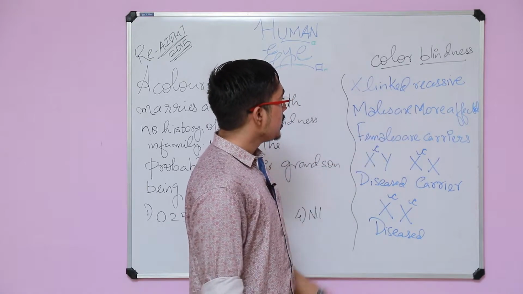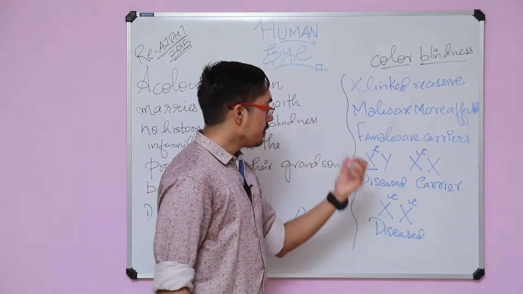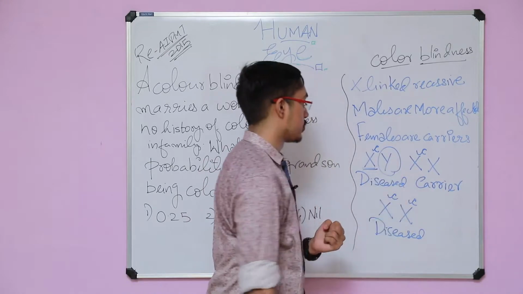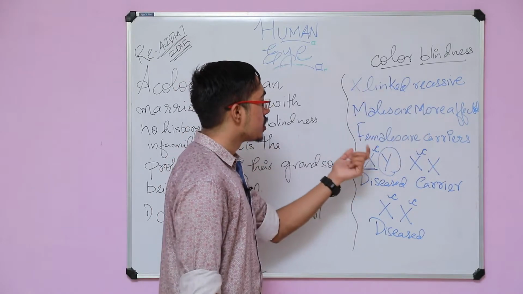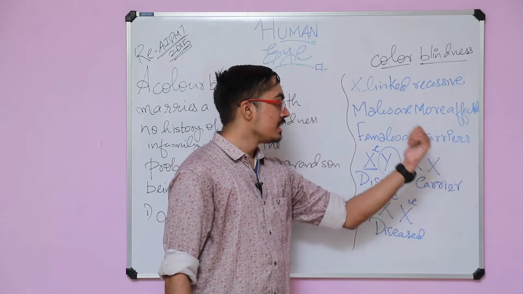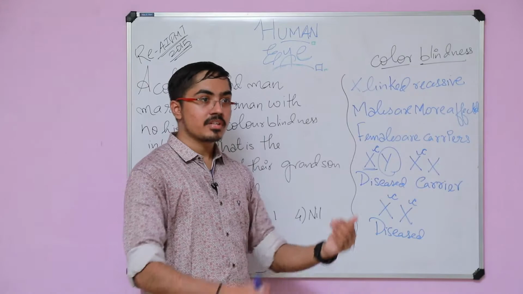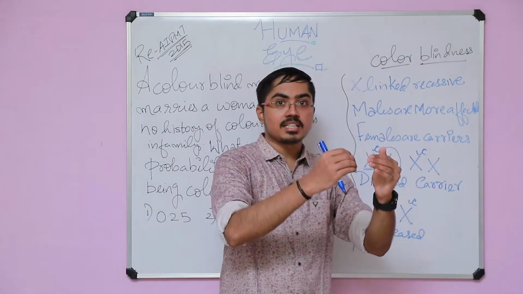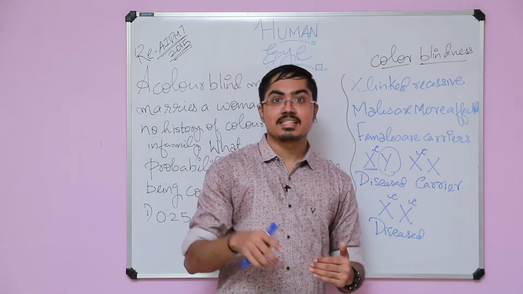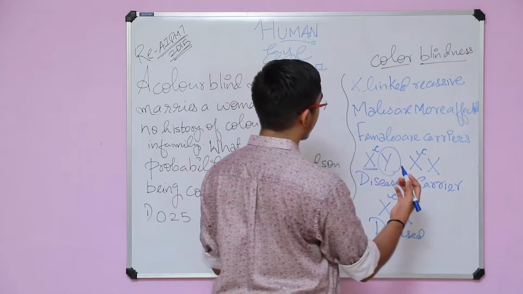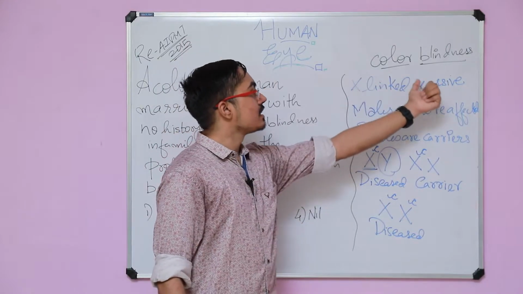And in X-linked recessive, a male child will not inherit the X chromosome from the father. From the father, a male child will inherit only the Y chromosome. So a father cannot transmit an X-linked recessive trait to his son. Only a mother can transmit the X-linked recessive trait to her son, and from the father this trait can go to the daughter, and from the daughter to her son. So that is called criss-cross inheritance, which is a very important feature of X-linked recessive traits.